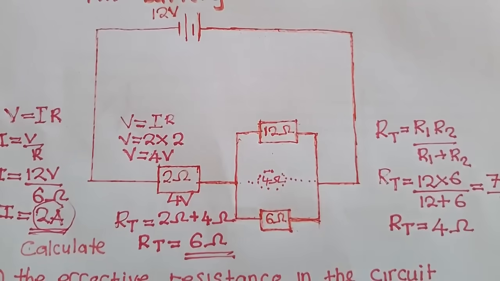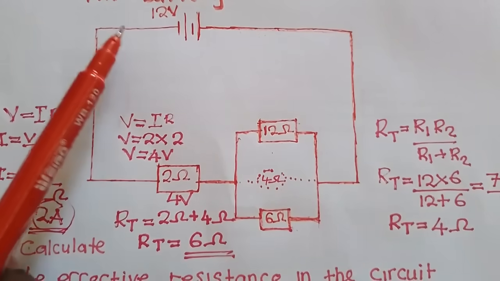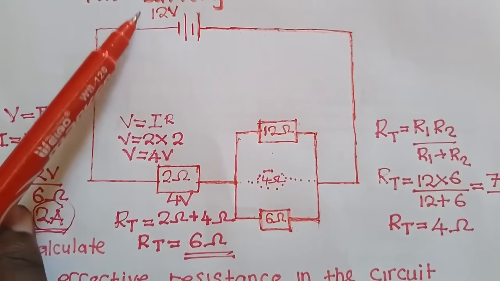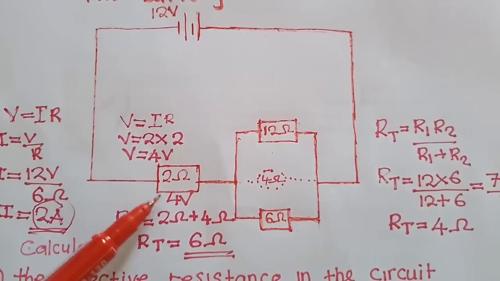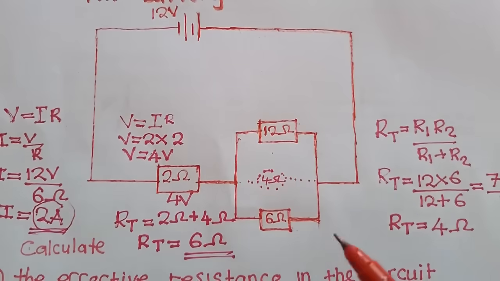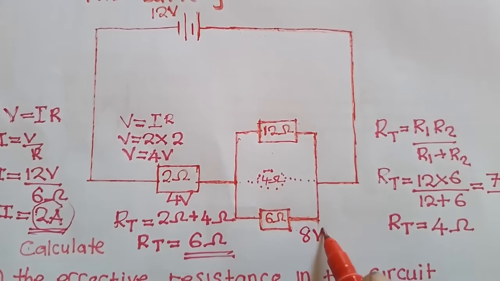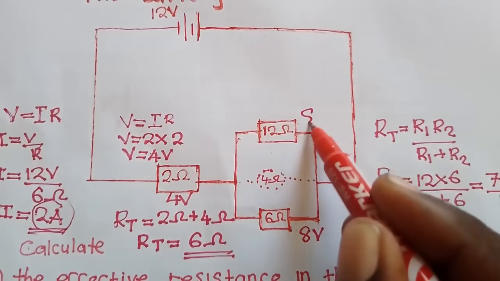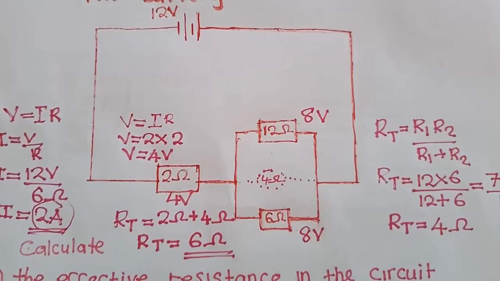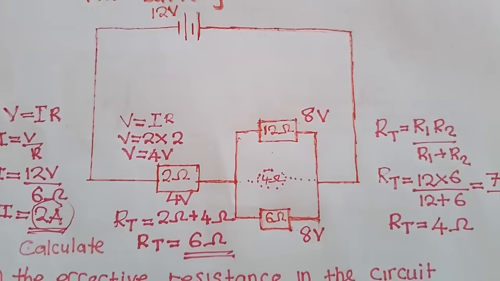The other one is 8. So from the 12 that we have, when we remove 4, what are we going to have? 8. So the 8 volts is passing through here. If here we've got 8 volts, then even there we are going to have 8 volts.